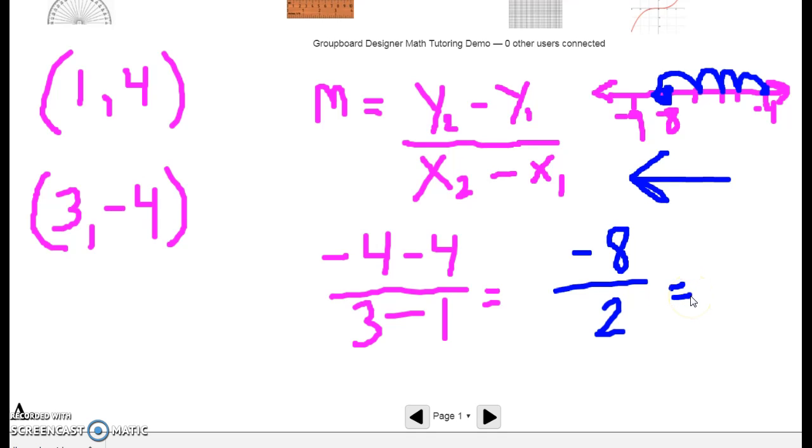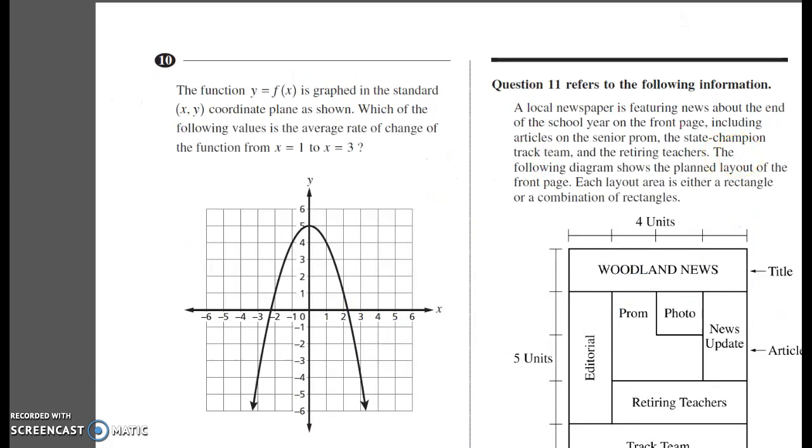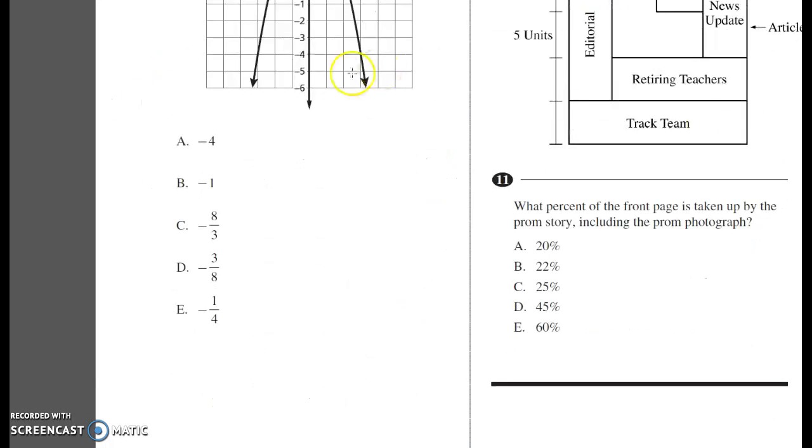Now we're going to divide, because remember, fractions are division problems. When you divide a negative by a positive, you get a negative as the answer. -8 divided by 2 is going to give us a -4. And -4 is what this m is equal to, which is our rate of change, or our slope. So if you go back to the question, you'll see that -4 is the first answer that you can get.